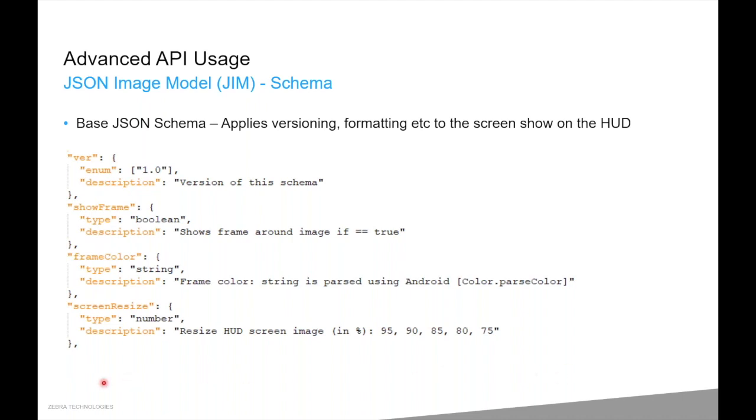So this section of the JSON file, as I mentioned, applies the overall or overview settings for the HUD screen. We have an option to show a frame around our view, and this would literally just put a border around our view. If we decide to do that, so if we set that to true, we would also need to provide a frame color, and that would just be the color of the frame around the view. And then we can also say that we want this screen to be resized in a percentage format. These are the 5 percentages which are currently supported: 95, 90, 85, 80, and 75.